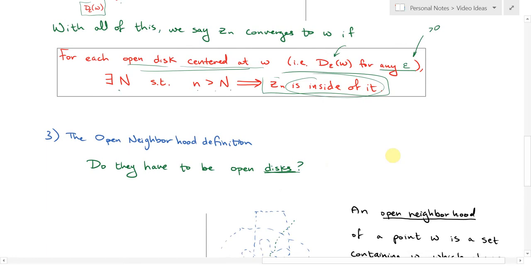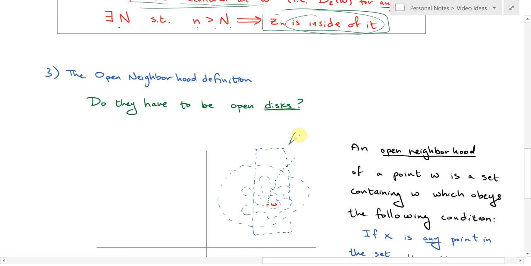Okay, well, what if instead of picking disks, you picked weird little shapes like this? A rectangle, or this weird little shape, or this blobby shape, or this little heart shape. Do they have to be disks?